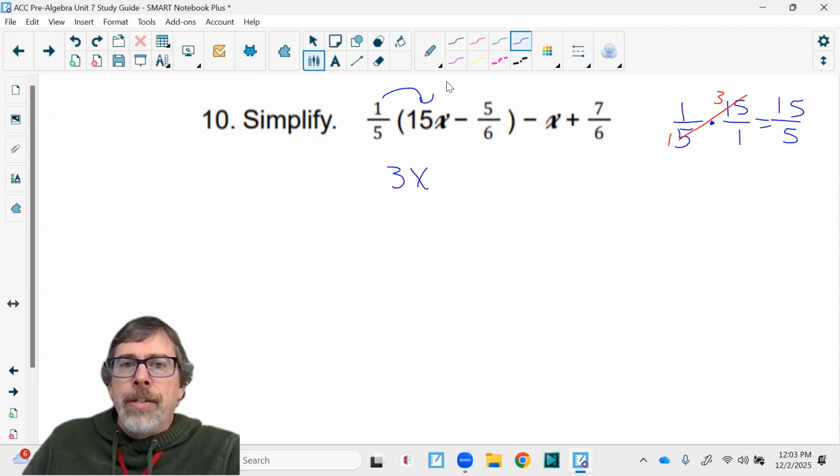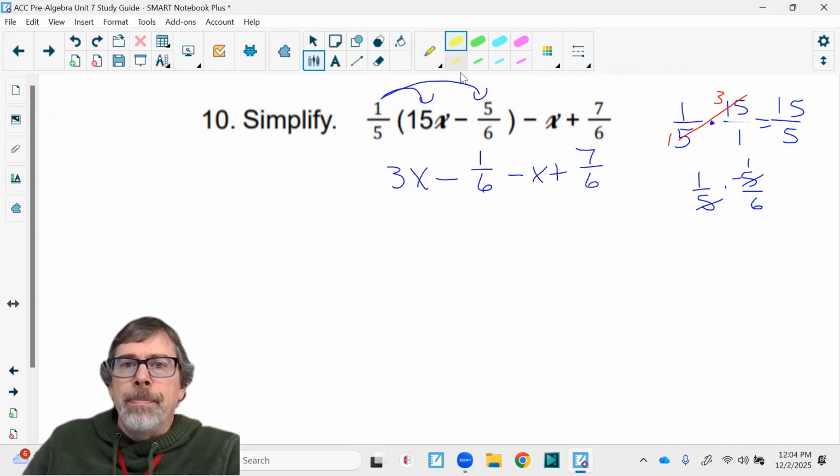Okay, now when I distribute a positive times a negative, I'm going to get a negative. 1 times 5 is 5. 5 times 6 is 30. But the other thing I can do, rather than have big numbers and then reduce, I could do this. Think of that as 1/5 times 5/6, okay? And the 5s will cancel, leaving -1 on top and 6 down below. So it's minus 1 over 6. And then minus x plus 7 over 6.